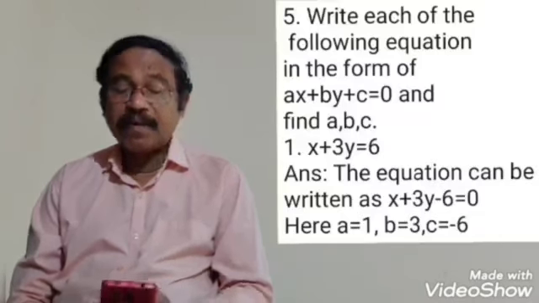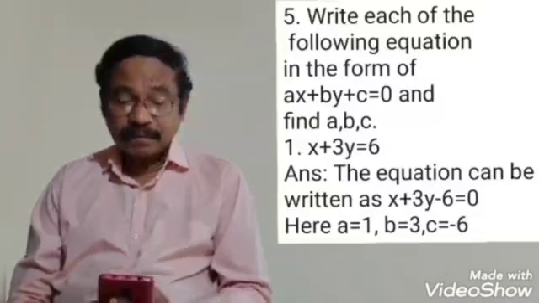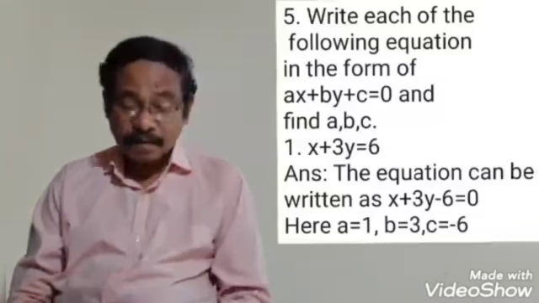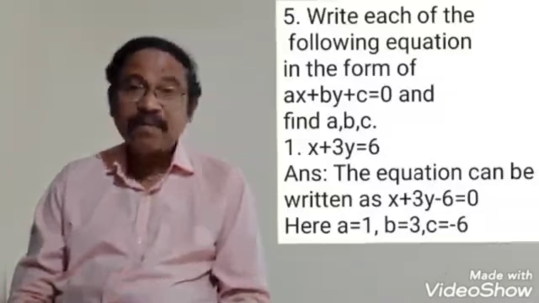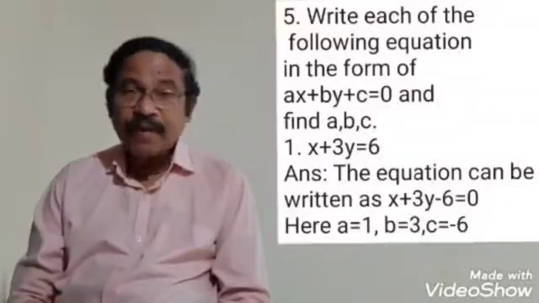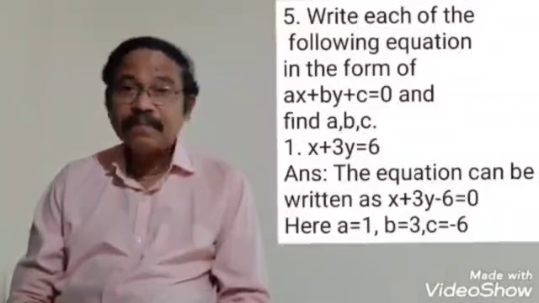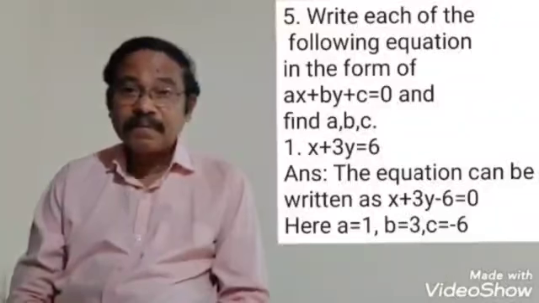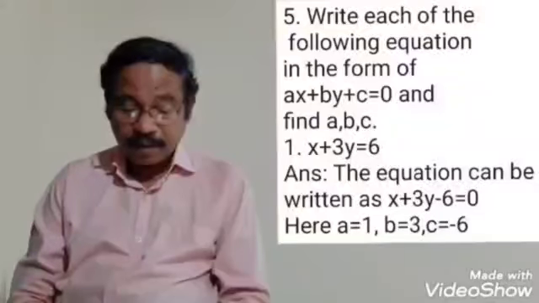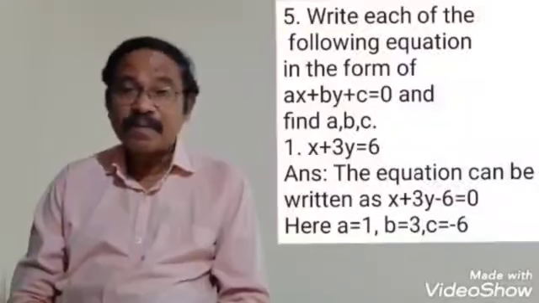Next question. Write each of the following equations in the form of ax plus by plus c is equal to 0 and find a, b, c. First question. x plus 3y is equal to 6.